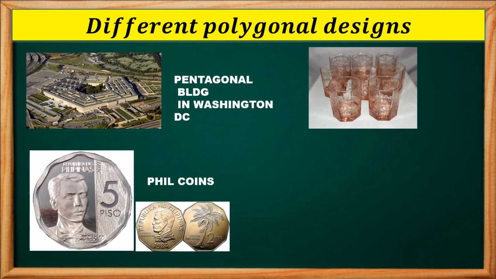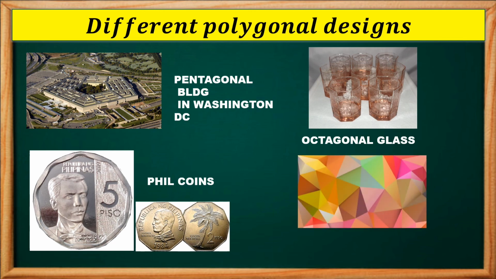Okay? Next, yung mga glasses. Not all glasses are circles. Some of it form an octagonal glass. Or, yan siya. Next, on this figure, the polygonal graphics. Okay, as you can see, maraming polygon ang pwedeng makikita. And it can form a different design. Ayan, pwede siyang natin gawing art. That is the different polygonal design that we can see in our surroundings.